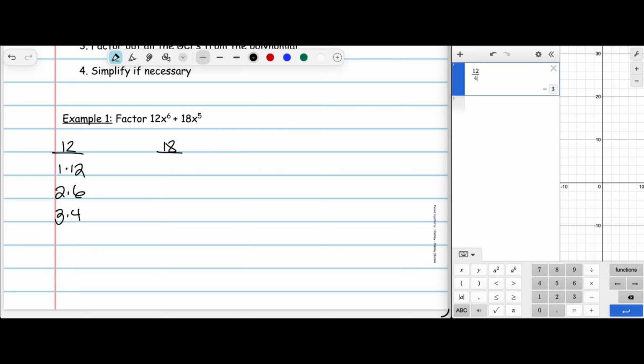Now we got to do 18. So if we go to 18, we divide by 1. That'd be 1 times 18.